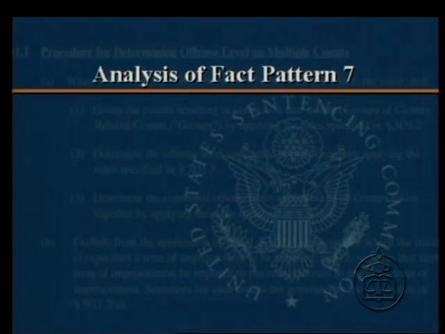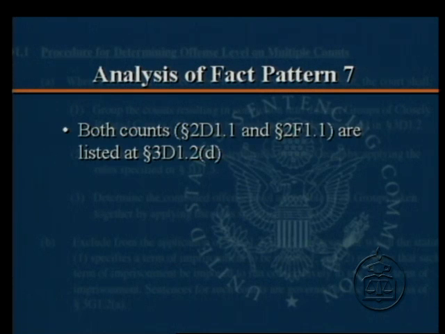Krista, how would we talk about analyzing this fact pattern for grouping? Well, again, we are going to start with Rule D. Even though we've been discussing 3D1.4, the place to always start when you're doing your analysis for multiple counts is whether these offenses are groupable at Rule D. If you would take a look at 3D1.2(d), you will find that both of those guidelines, 2D1.1 and 2F1.1, are listed at 3D1.2(d).